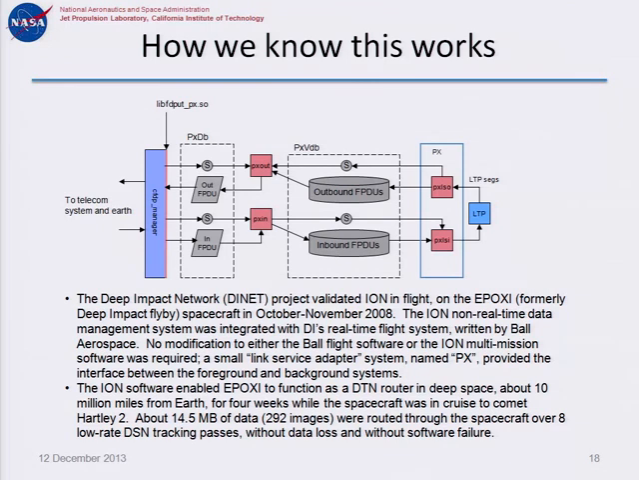EPOXY functioned for 4 weeks, passing 14.5 megabytes of data through essentially a delay-tolerant network. It was acting as a network router 10 million miles away. No data loss, no software failure over the 8 weeks of the experiment. So this is something that not only is theoretically interesting, it's practical. We've done it, and it's, I think, emerging as what we need to be able to do in flight missions as computers on spacecraft become more capable and the missions become more complex.